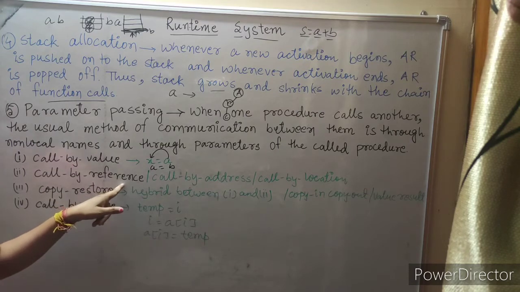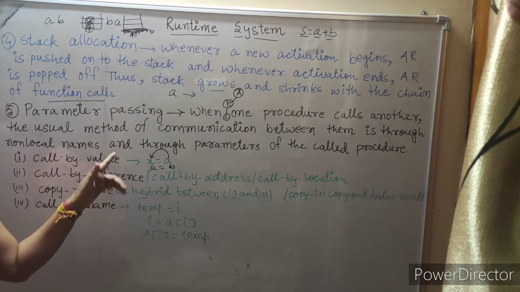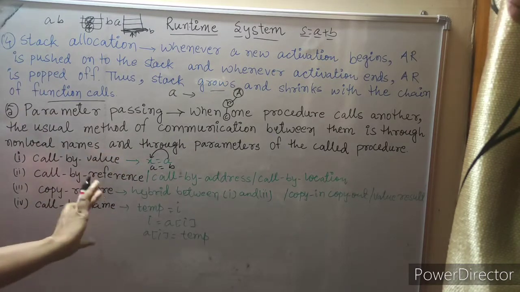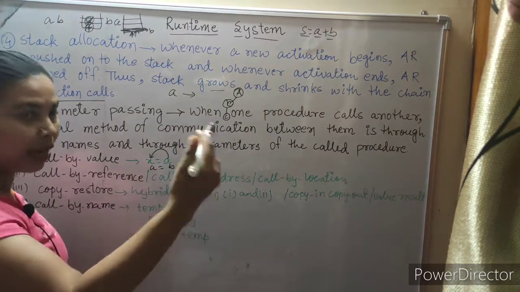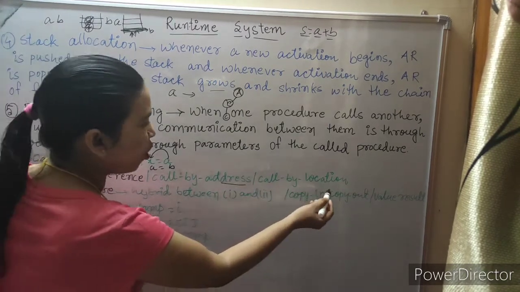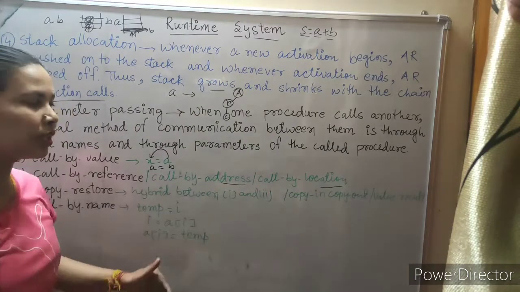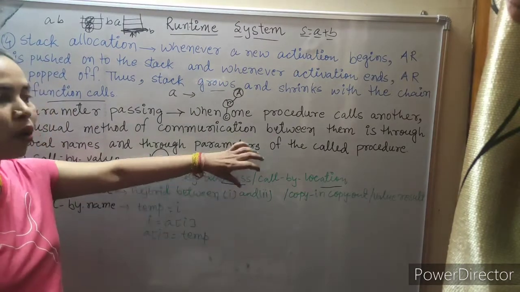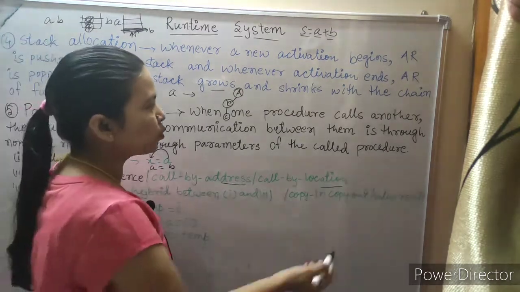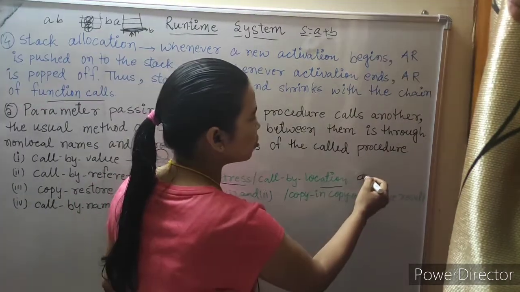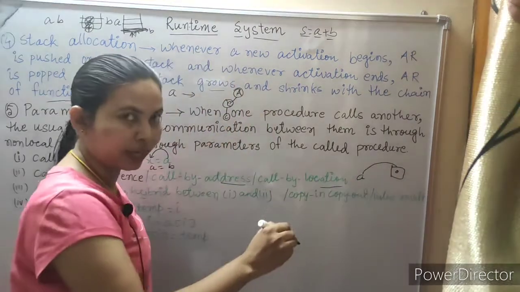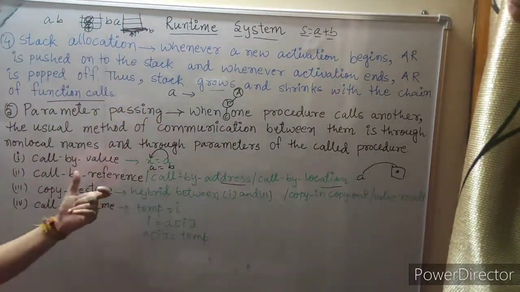Now call by reference. That means we are calling by the reference, that means in the memory address something is there. Call by reference's another name is call by address or call by location. Why call by address? Because we are calling the address whenever we are calling the reference. Suppose I am calling A and A is stored somewhere, so at that time we are calling the address of A. So that is the call by reference.